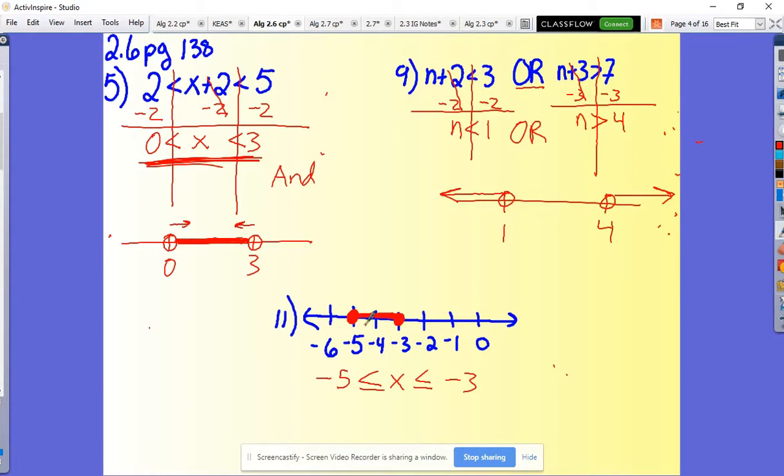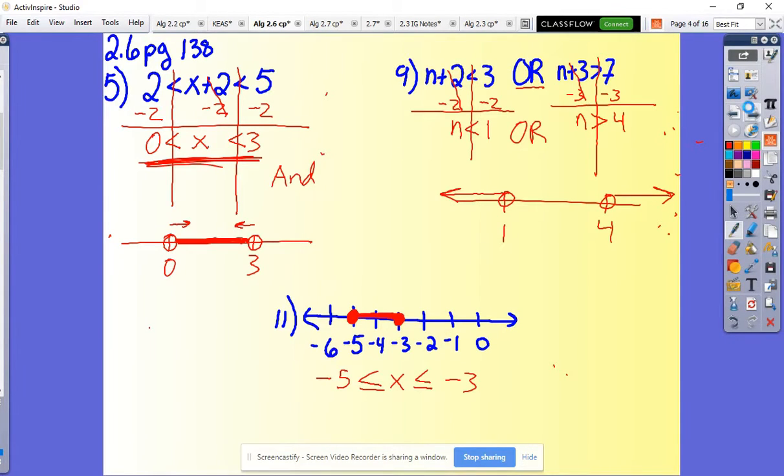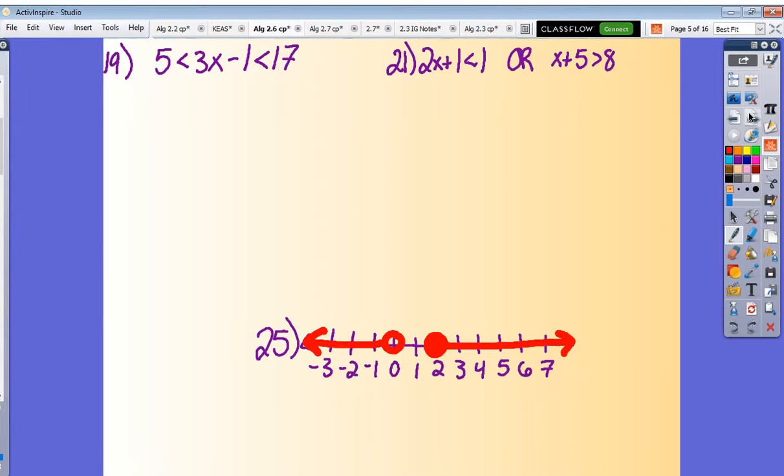All right, we'll solve a few more that are a little bit more complicated, and then I'll let you guys try some on your own, see how you guys do.